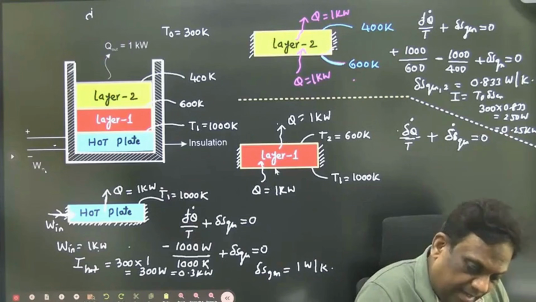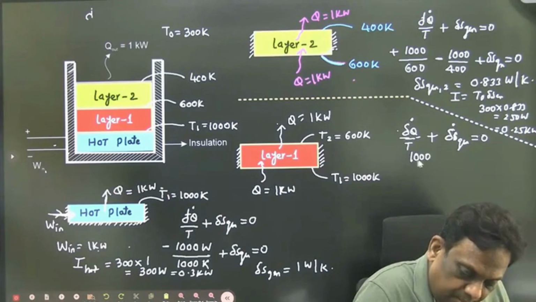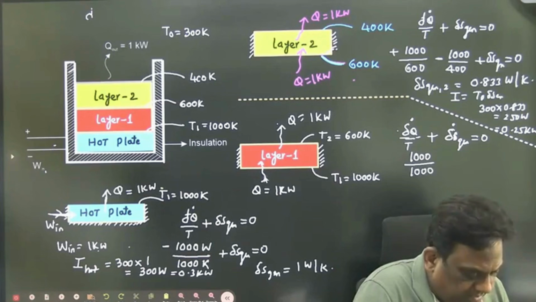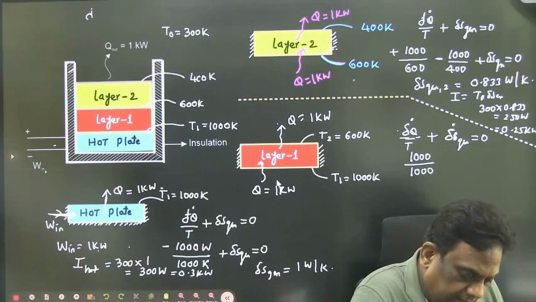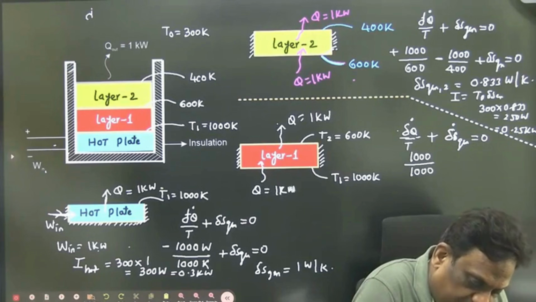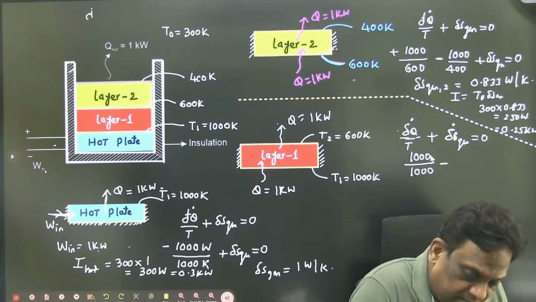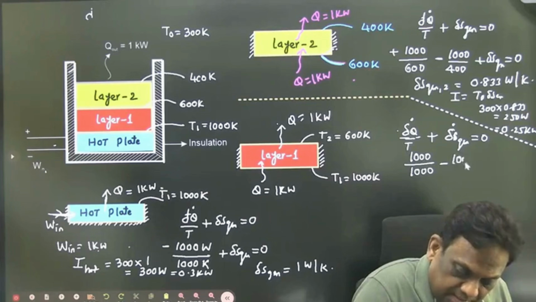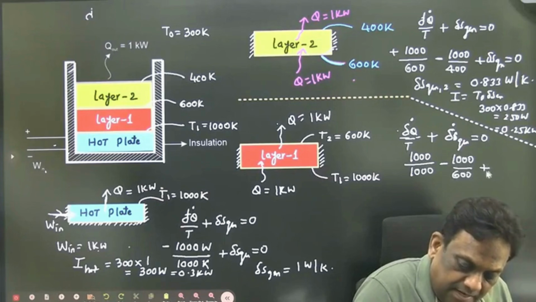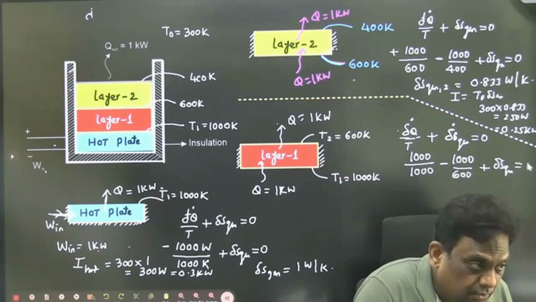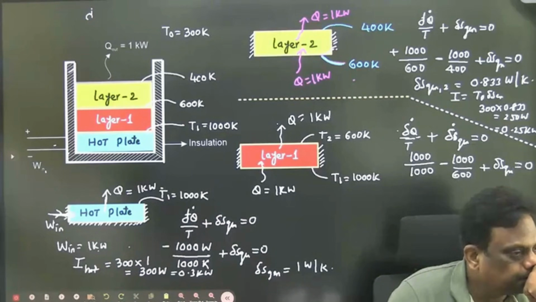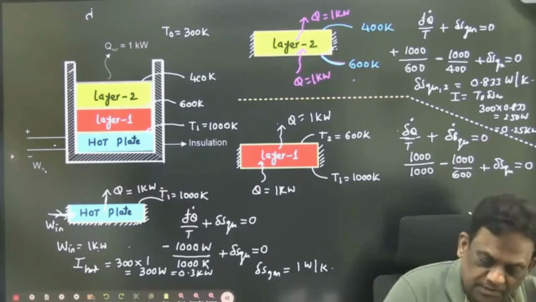So this is entering, plus 1000 by, look, it is layer 1. This is 1000, sir. At 1000 it is entering. This is entering, so 1000 is plus, and minus, it is leaving. 1000 is leaving. At what temperature is it leaving? 600, plus entropy generation, and that should be equal to 0. Anyone? How much is it coming, sir? 0.666.